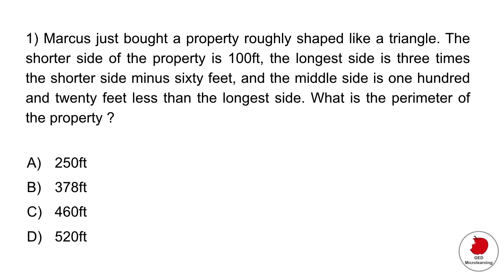The shorter side of the property is 100 feet. The longest side is 3 times the shorter side minus 60 feet, and the middle side is 120 feet less than the longest side. What is the perimeter of the property?